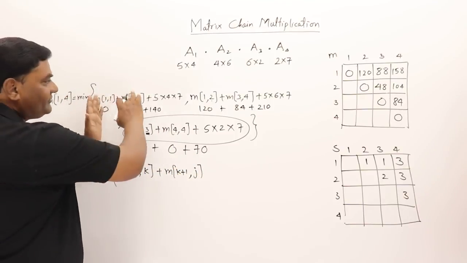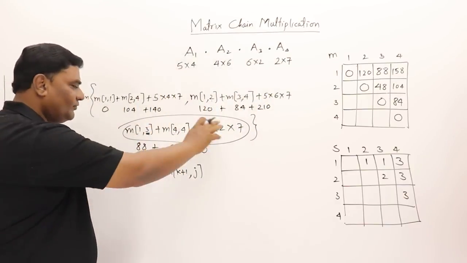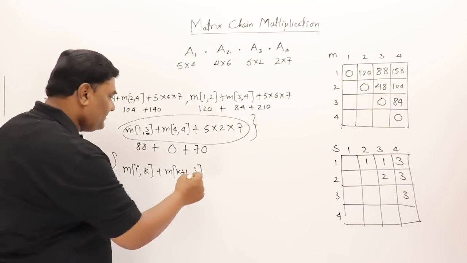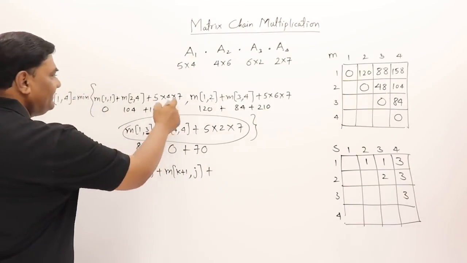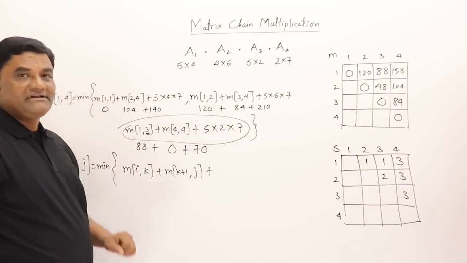This is 1 comma 1, so 2 to 4. 1 to 2, 3 to 4. So 1 to 3, 4 to 4. i to k, k plus 1 to j. Then plus, this was getting multiplied. These are getting multiplied. So how should I represent them?